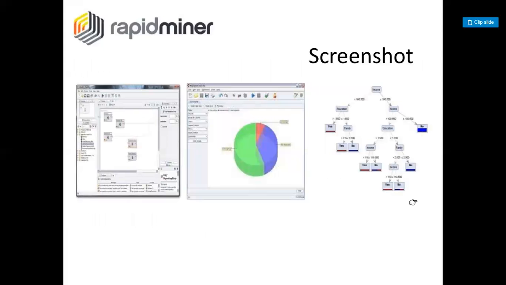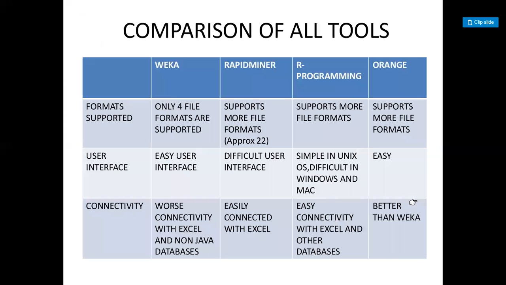And the screenshot is like this. So it's a tree corresponding to data. It's not very clear here, but the pie chart can be done easily with the help of RapidMiner. So finally, comparing all these four, we can check the formats supported. Only 4 file formats are supported by Weka, and on the other hand, RapidMiner supports 22, and R supports much more. R and Orange support many more file formats.